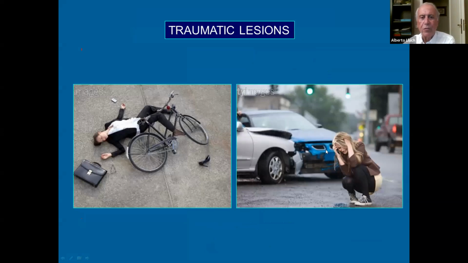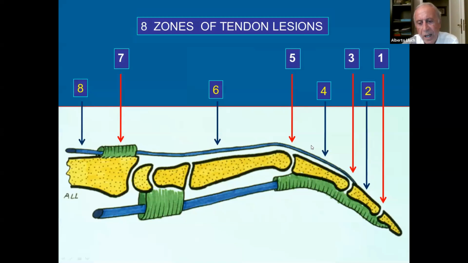First, we'll look at the traumatic lesions. Traumatic lesions are quite simple to diagnose and to treat, really, unless they are chronic lesions. And they are classified by zones. There are 8 zones: 1, 3, 5, and 7 are the odd numbers, on top of the joints. So number 1 is the DIP joint, number 3, PIP joint, zone 5, MP joint, and 7, the extensor retinaculum and back of the wrist.